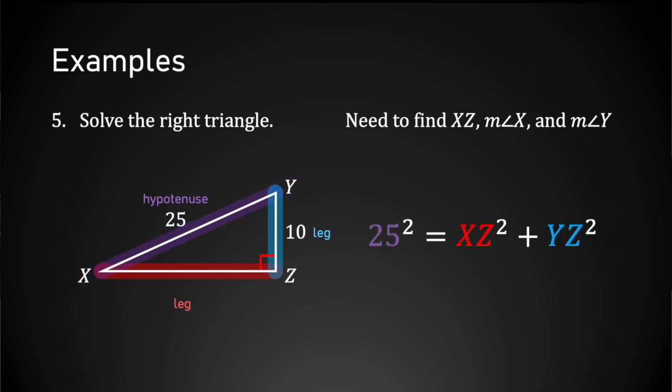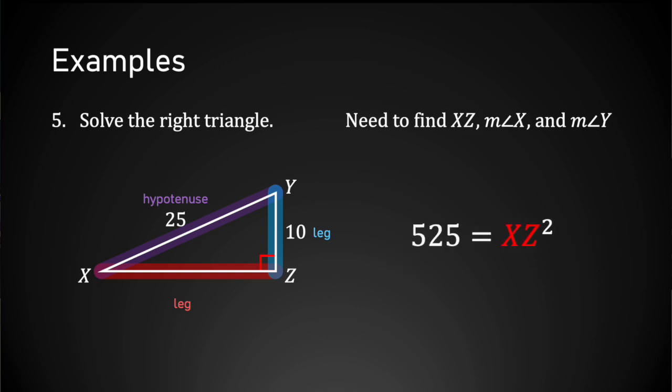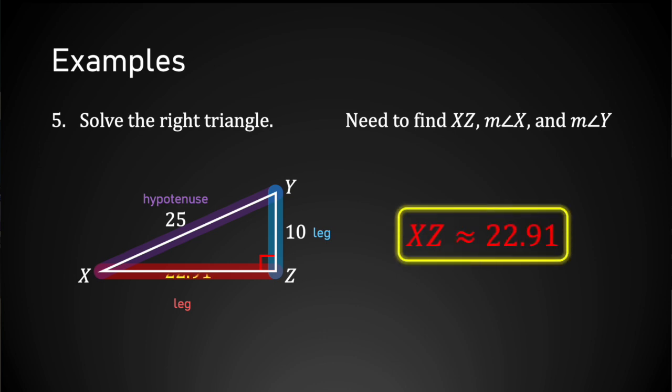XY is 25, XZ is unknown, and YZ is 10. 25 squared is 625, and 10 squared is 100. I'll subtract 100 from both sides to get XZ squared by itself, and XZ squared equals 525. I'll take the square root of both sides, and the yellow calculator will give you 5 square root of 21, but as a decimal, that's approximately 22.91.